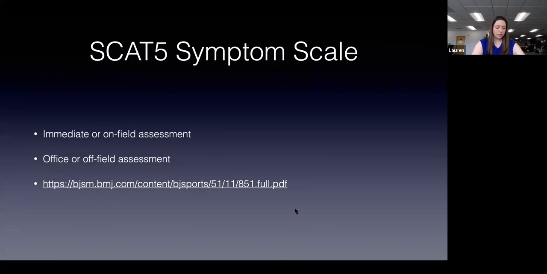So the SCAT-5 symptom scale is intended for evaluating athletes that are 13 or older. There's a child SCAT-5 for kids that are 12 and younger, if that would be the population that you're with. Like I said, the first page of it is for an immediate or on-field assessment. And then the second portion is that office or off-field assessment. Part one is the athlete background. Part two is symptom evaluation, which is actually completed by the patient.